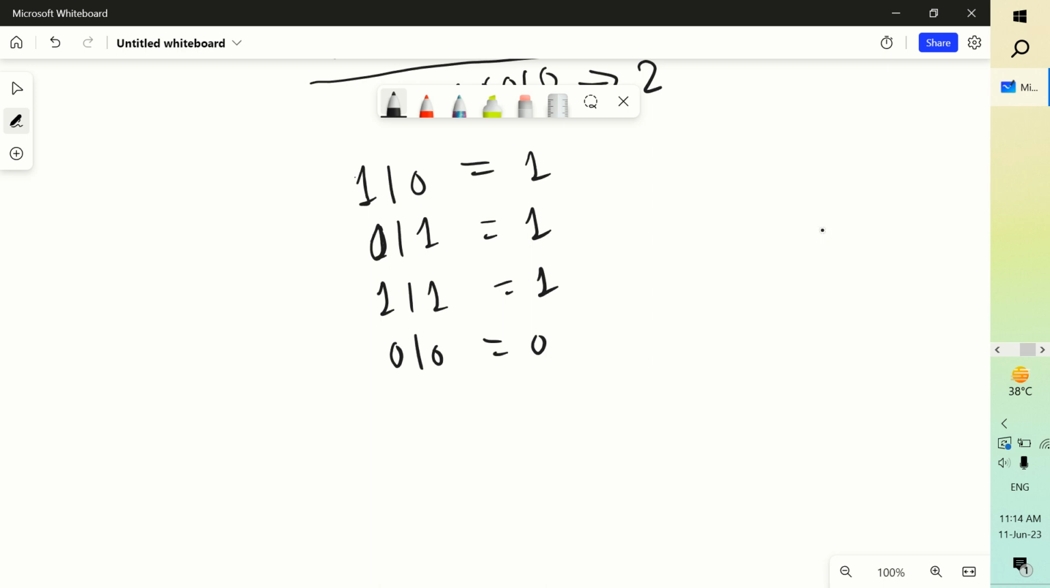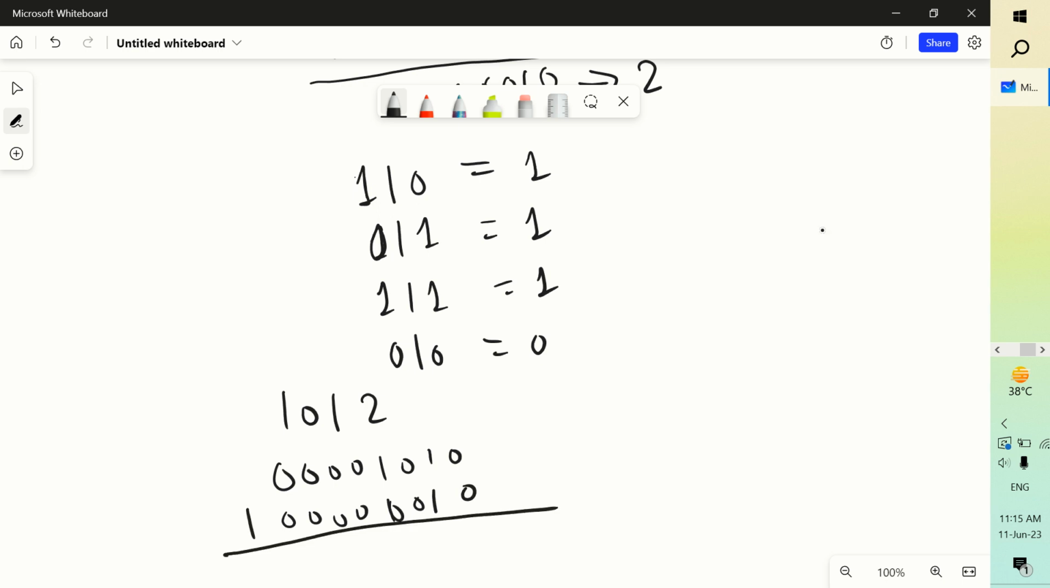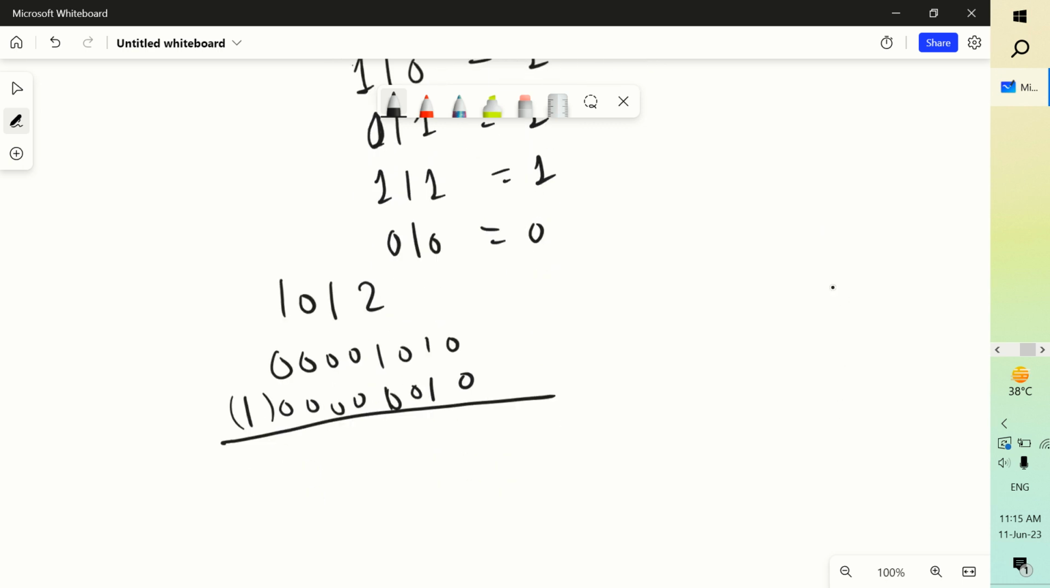So let's do 10 or 2. 10 was 0 0 0 0 1 0 1 0, and 2 was 0 0 0 0 0 0 1 0. Now we are using the OR operator on it. So 0 or 0 is 0, 1 or 1 is 1, 0 or 0 is 0, 1 or 0 is 1 only. So this is 10. So 10 or 2 will give 10.